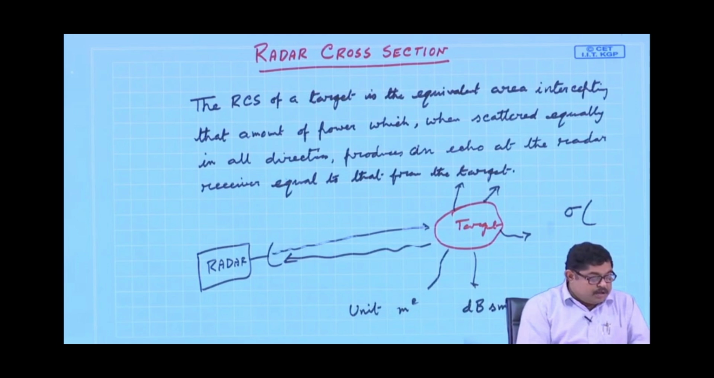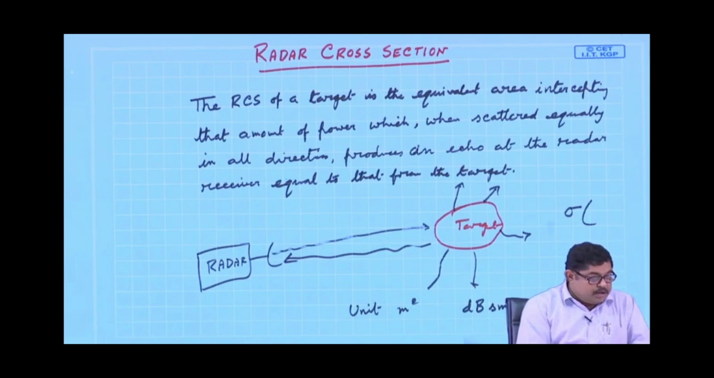This section discusses the concept of radar cross-section, RCS, a fundamental parameter in radar systems. RCS is defined as the equivalent area that intercepts power and scatters it in all directions, producing an echo at the radar receiver equivalent to that from the actual target. RCS has two main properties.